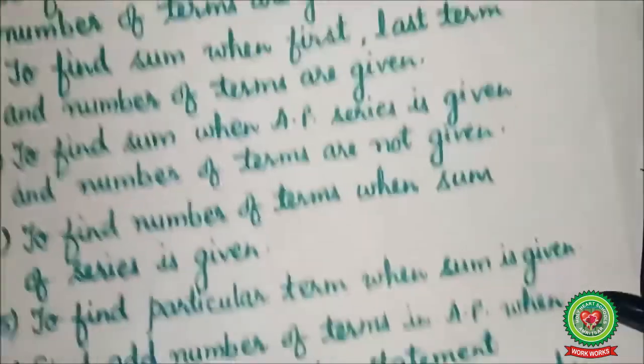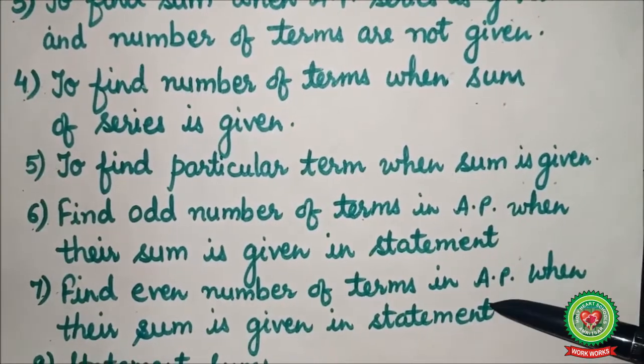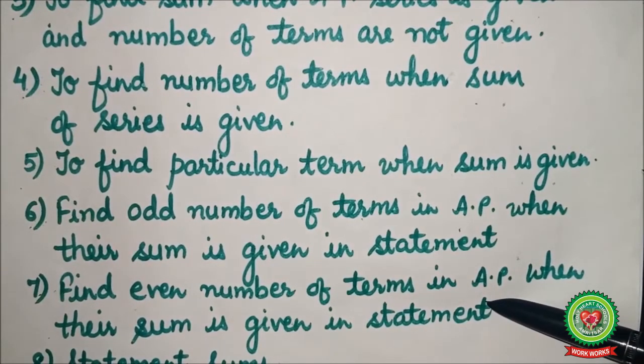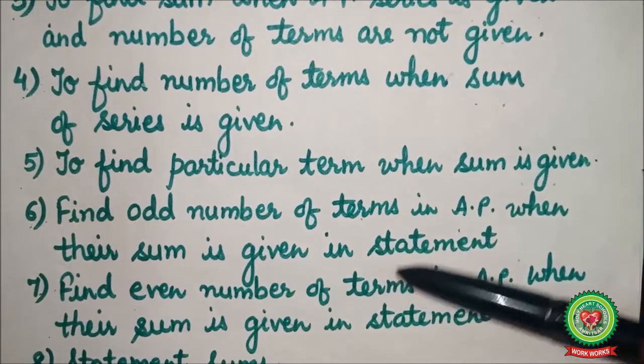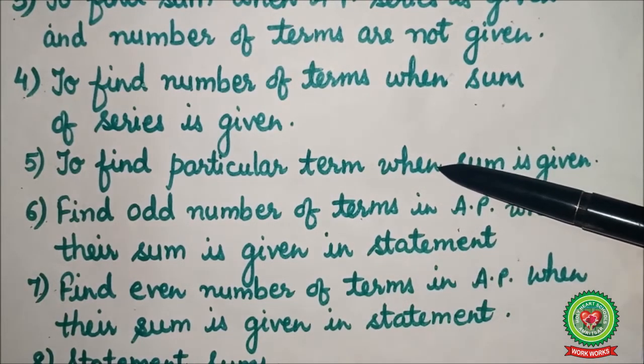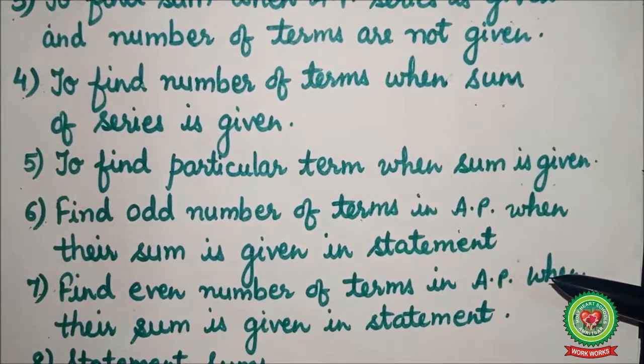Students, today we are going to start with the 6th and the 7th type, that is selection of odd number of terms and even number of terms in an AP. We will discuss type 5 later on. Let's start with the 6th and the 7th type.